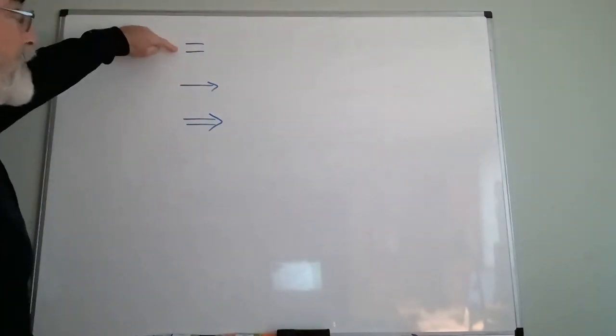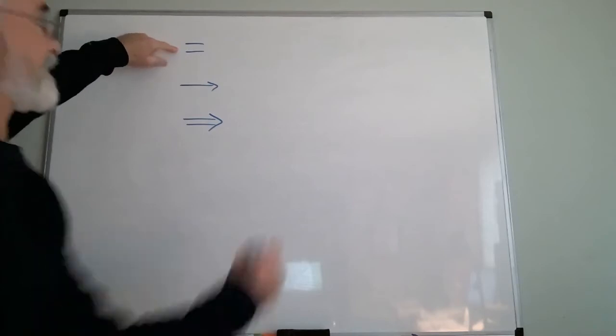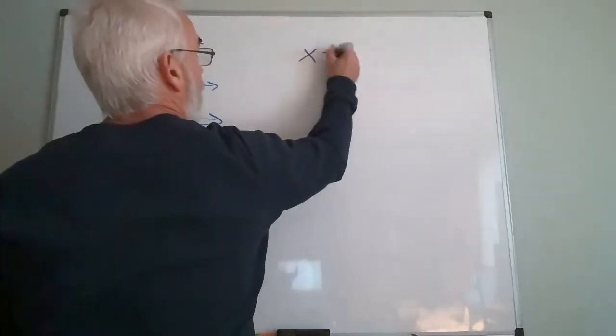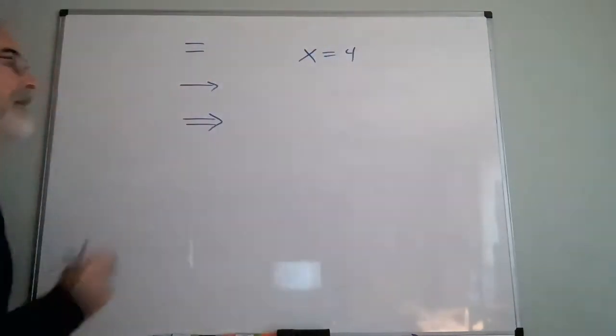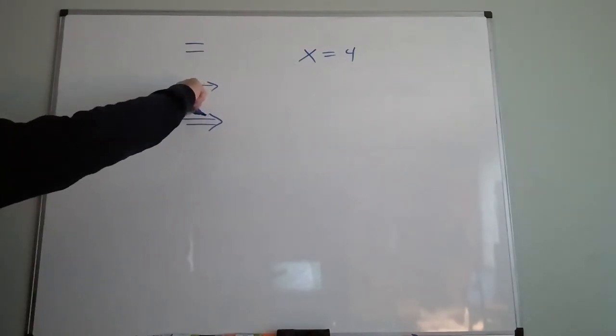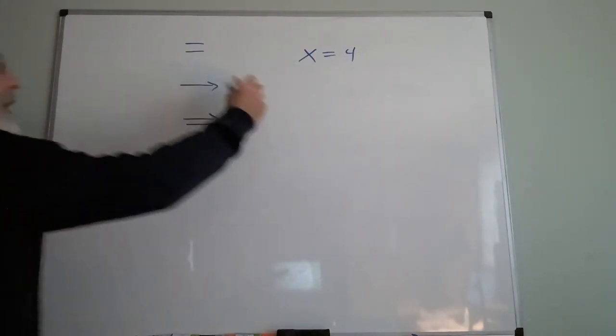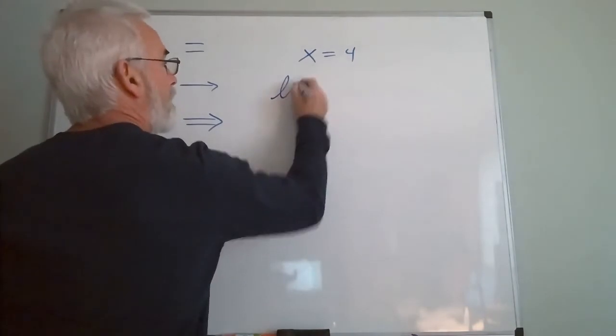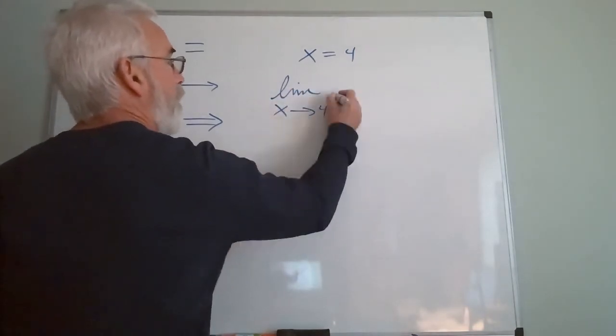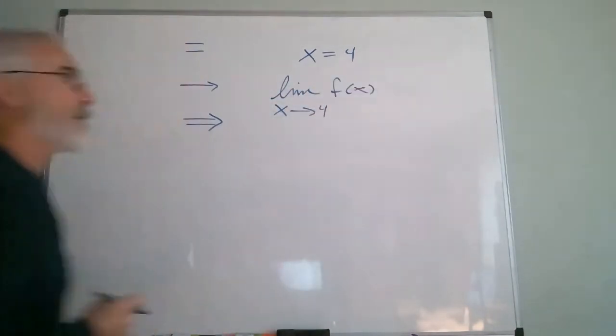This is put between things to indicate exactness. So I might have something like, say, at the very end of the problem, x equals 4. This is only used in a limit context. So I would say the limit as x approaches 4 of a function. That's where I would use that one.